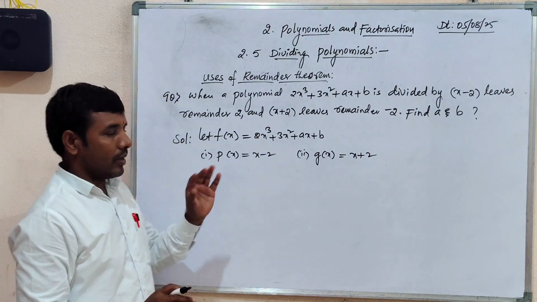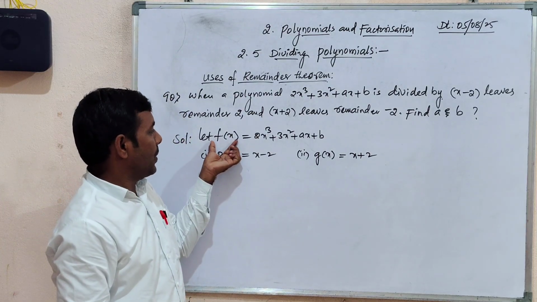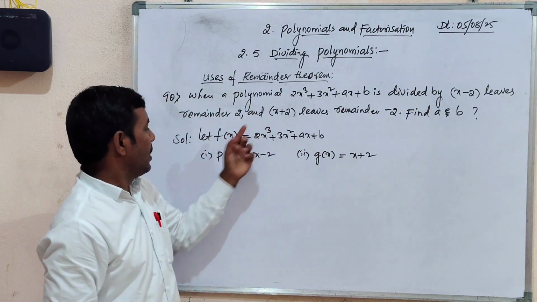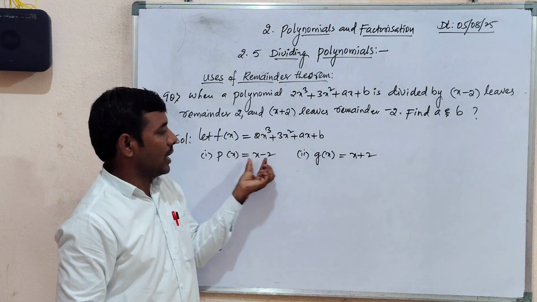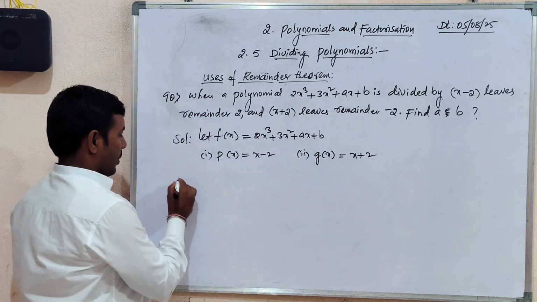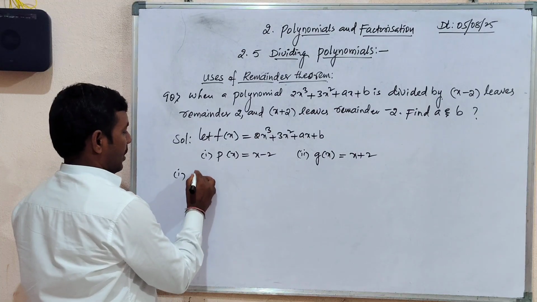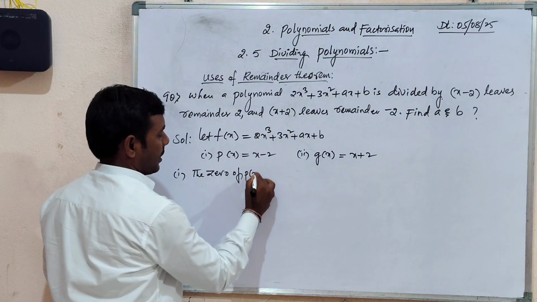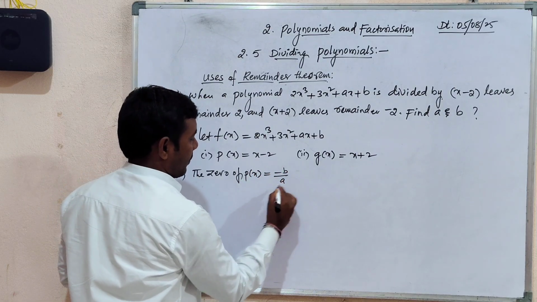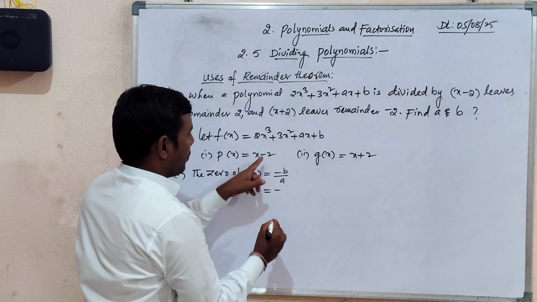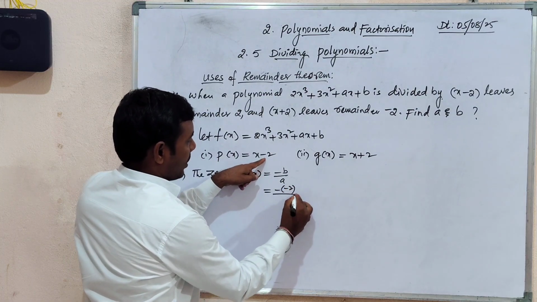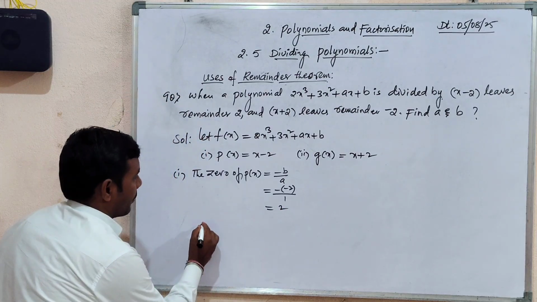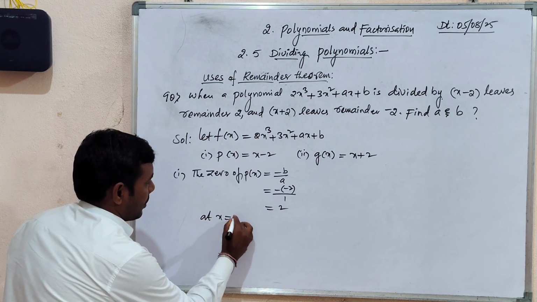Once again, no confusion, nothing. Let us take f of x is equal to this one, which is called the dividend. Here two divisors are there, that's why one you take as p of x, another one is g of x. Now let us go with the first one. The zero of p of x. Minus b by a is the formula. Now minus b position is minus 2, a position is 1. So what is the answer? 2. Now x is equal to 2.